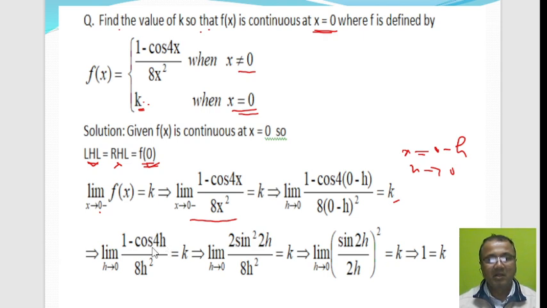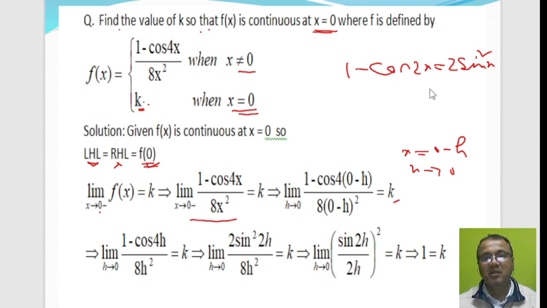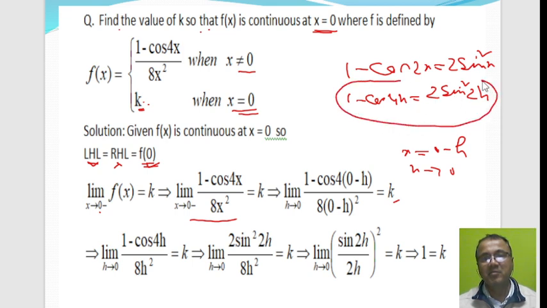Now, one of the identities you already know: 1 minus cos 2x must be equal to how much? 2 sin square x, isn't it? The identity is there. So now here it is 4h. If it is 4h, then it will be 2 sin square 2h. So 1 minus cos 4h must be equal to 2 sin square 2h. We are using this identity here. In place of 1 minus cos 4h, you can write 2 sin square 2h, and here 8h square.